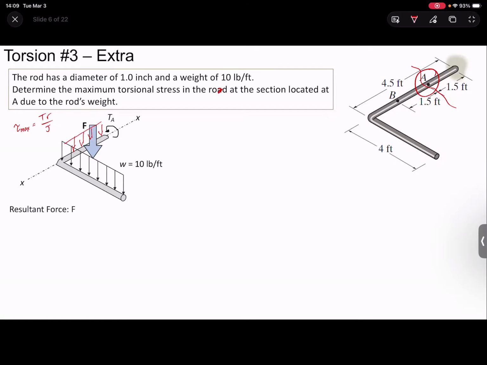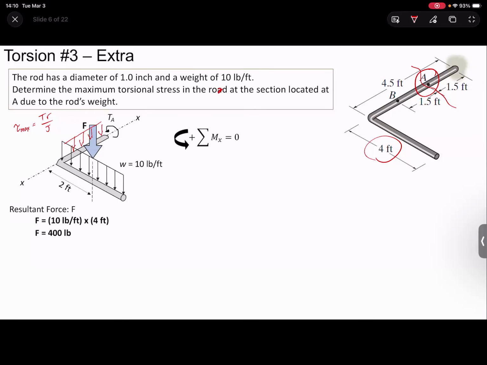So the resultant force F across this whole length, and the center of this is going to be 2 feet, right? Because this is 4 feet in length total. So the resultant force is 10 pounds per foot times 4 feet of material, which is 40 pounds. And that 40 pounds is acting 2 feet away from the centroid axis that we care about.